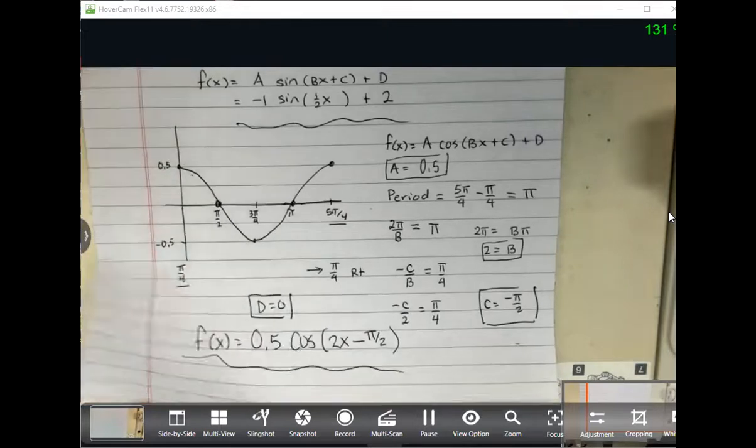Has anybody been working on web work? Do you have any questions about anything going on in web work? Yes, ma'am. Number 12, would you happen to know what it looks like? No? All right, let me try to get web work number 12 up here.